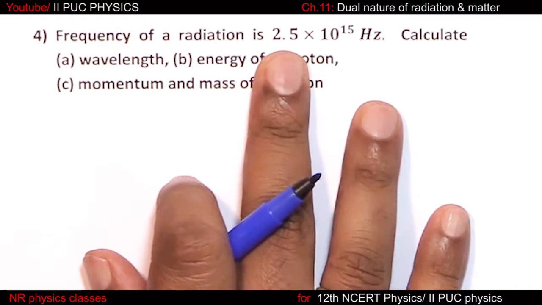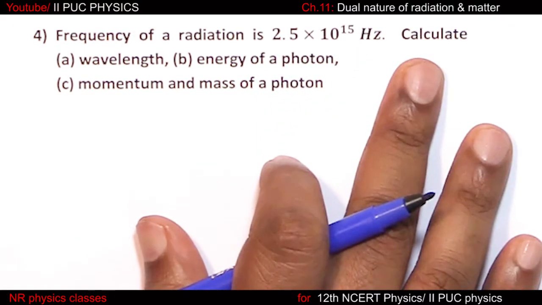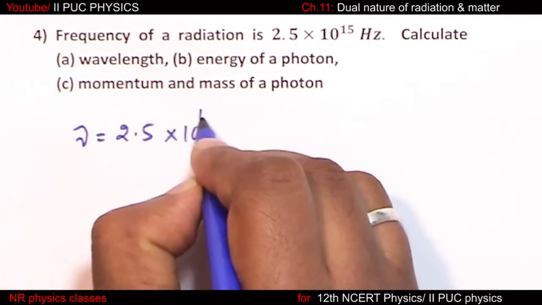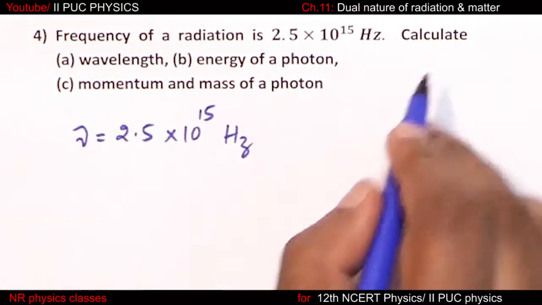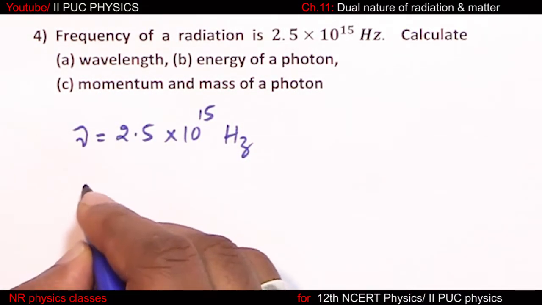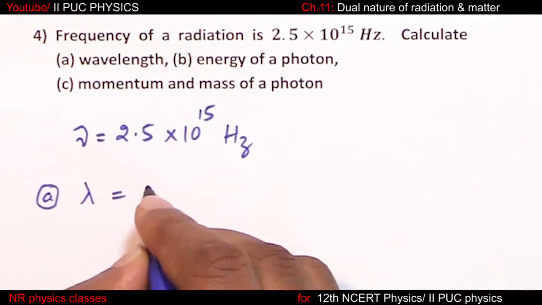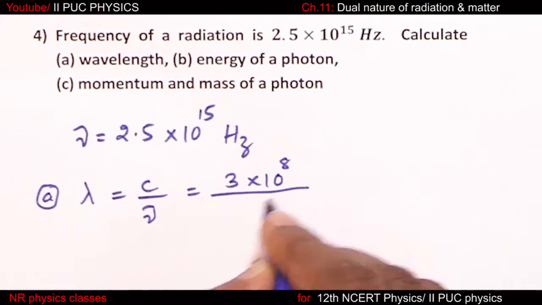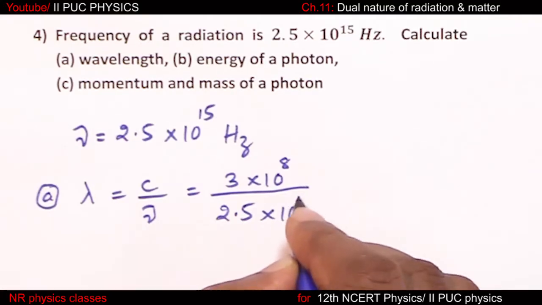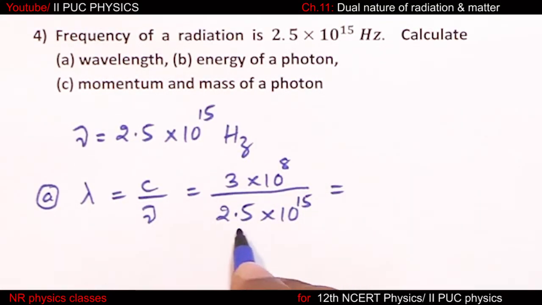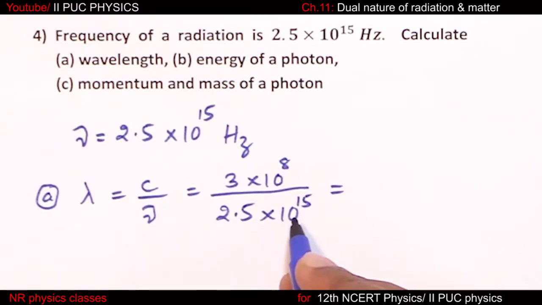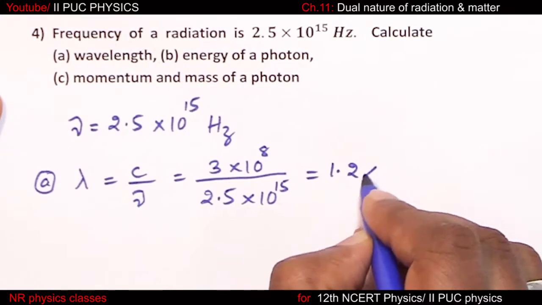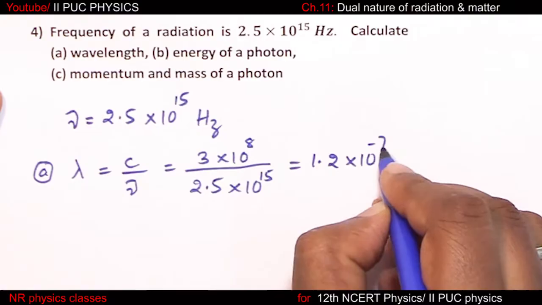Frequency of radiation is 2.5 × 10^15 hertz. Calculate wavelength. Wavelength is lambda equal to c by nu. 3 × 10^8 speed of light in vacuum, by 2.5 × 10^15. 3 by 2.5 gives 1.2 × 10^-7 meter.